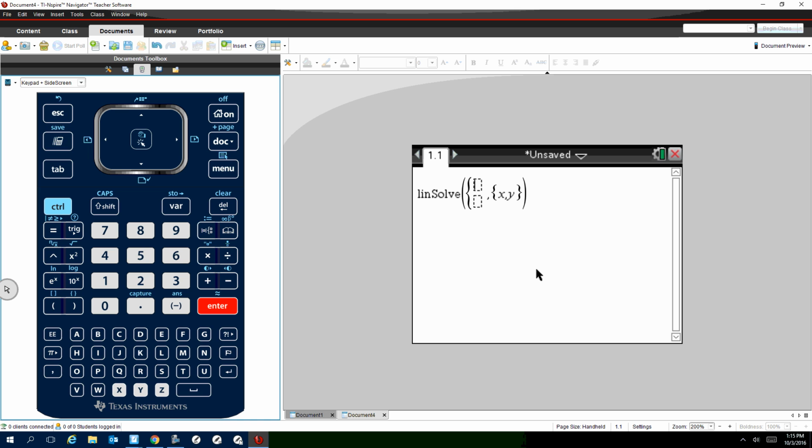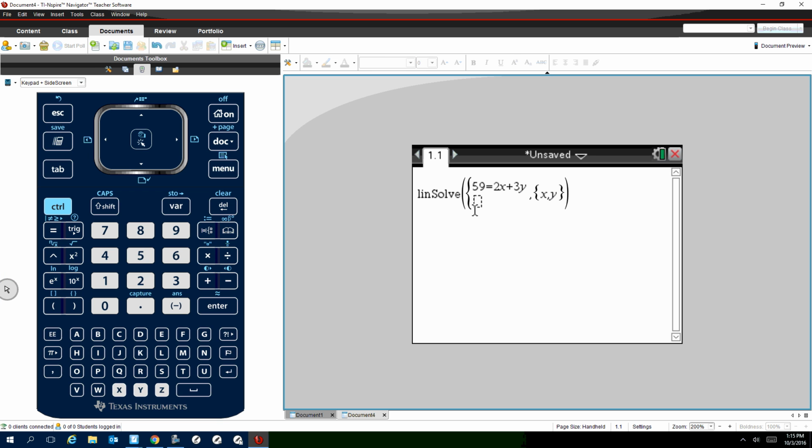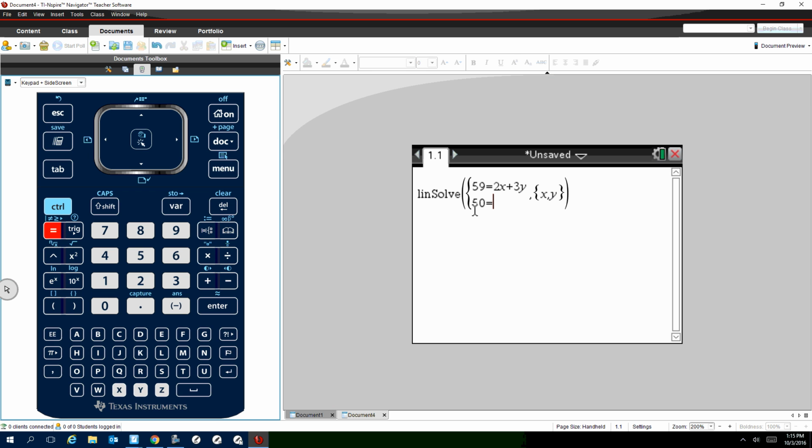And now we're typing in our system. So one of our equations was 59 equals, what was it? Was it 2x? Yeah, 2x plus 3y. And then our other equation, 50 equals, our equal sign is below the control button, we're here by 7. 50 equals 3x minus y, right? All right, and then we just hit enter, and there's our solution.